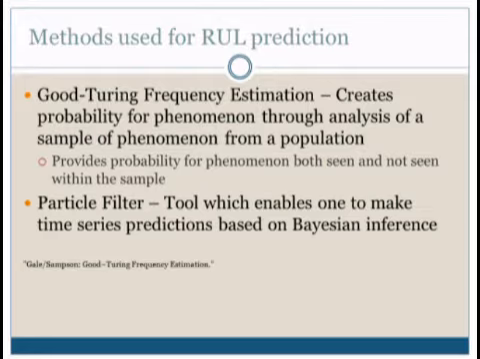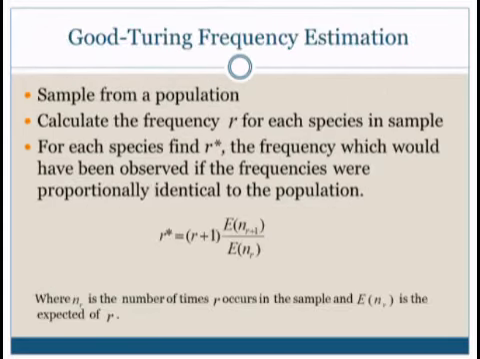So the two techniques that I use to predict the remaining useful life of a battery after making this correlation are the Good-Turing frequency estimation technique, which basically takes a sample from a population of a phenomenon and uses this sample to create a probability distribution. I'll explain a little bit more about that in my next slide. And a particle filter, which basically makes time series predictions based on Bayesian inference.